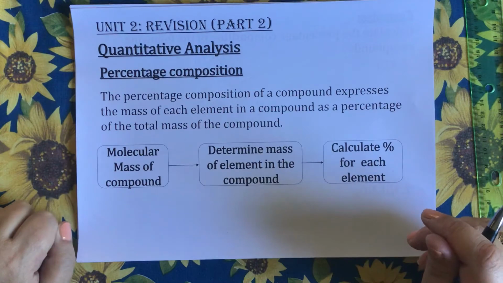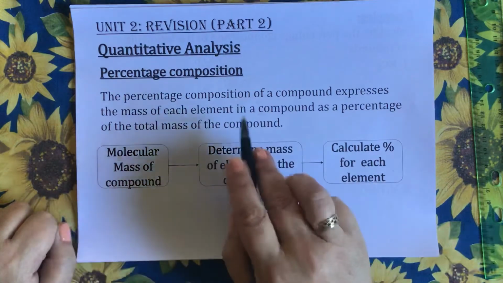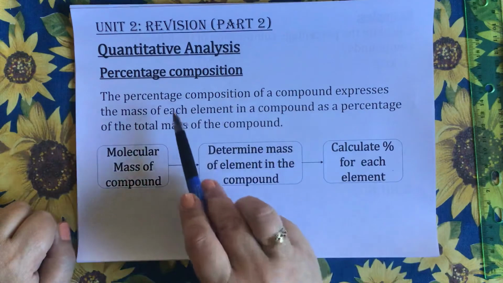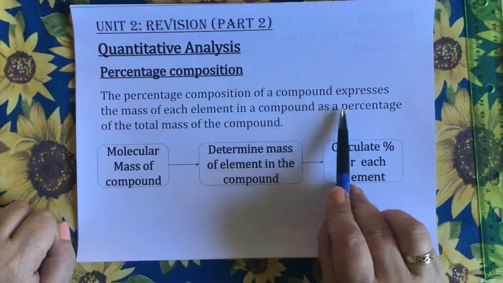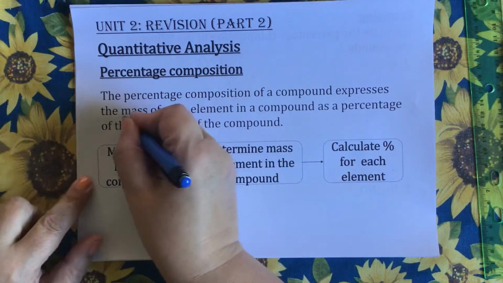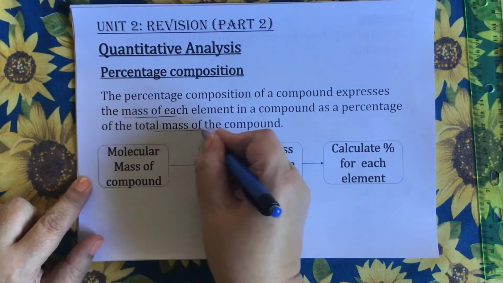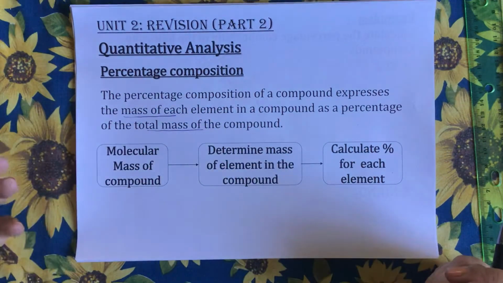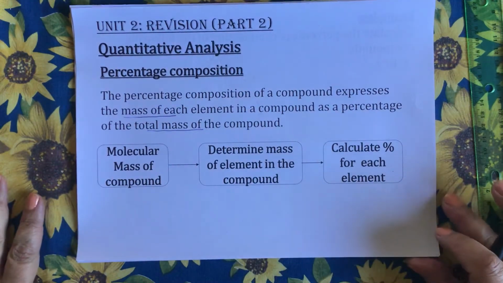So when we look at percentage composition, first of all, the percentage composition of a compound expresses the mass of each element in the compound as a percentage of the total mass, so the mass of the compound. Just think about it, it's exactly the same as you receiving a test back and you want to calculate your percentage. You take what you got and divide it by what you were supposed to get and multiply it by 100, and voila, you've got your percentage for the test. Now this works exactly the same.